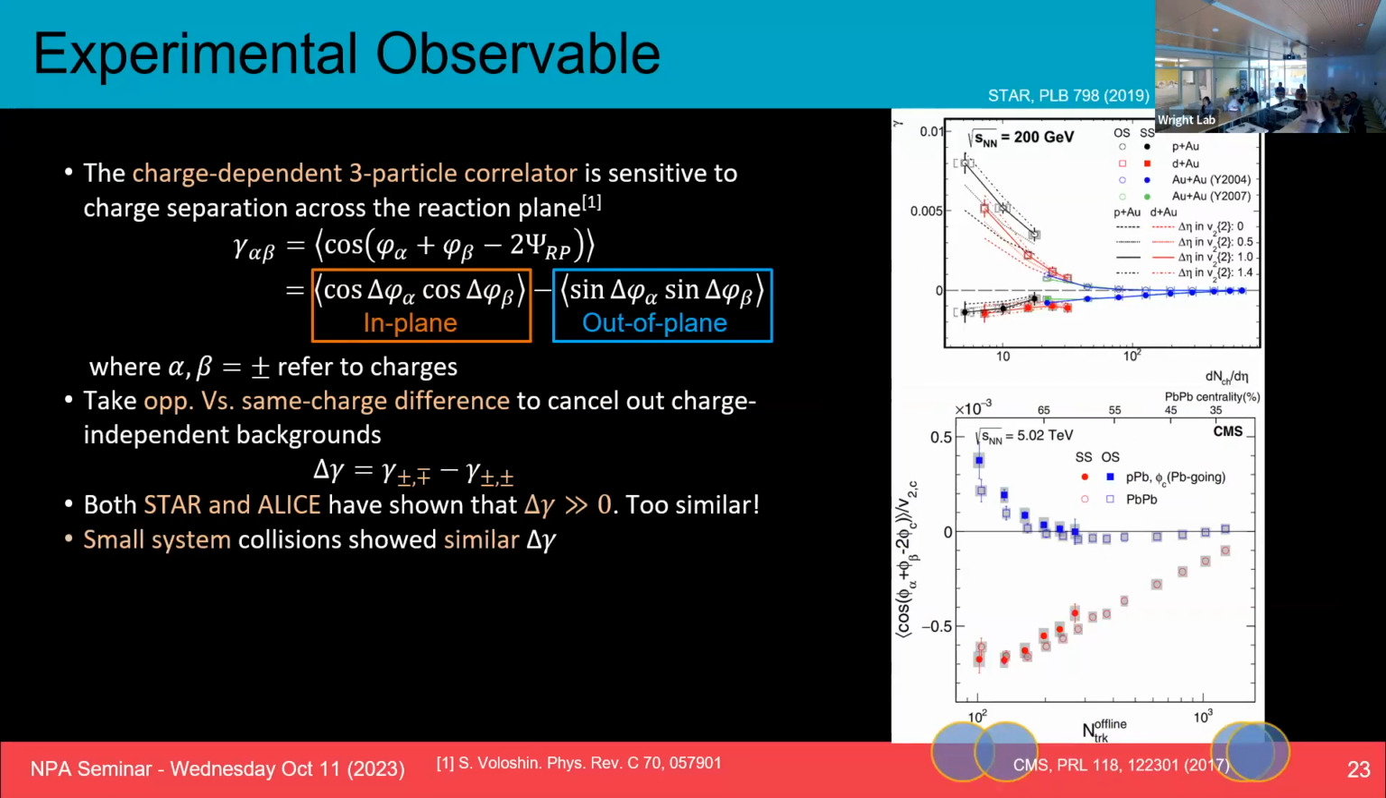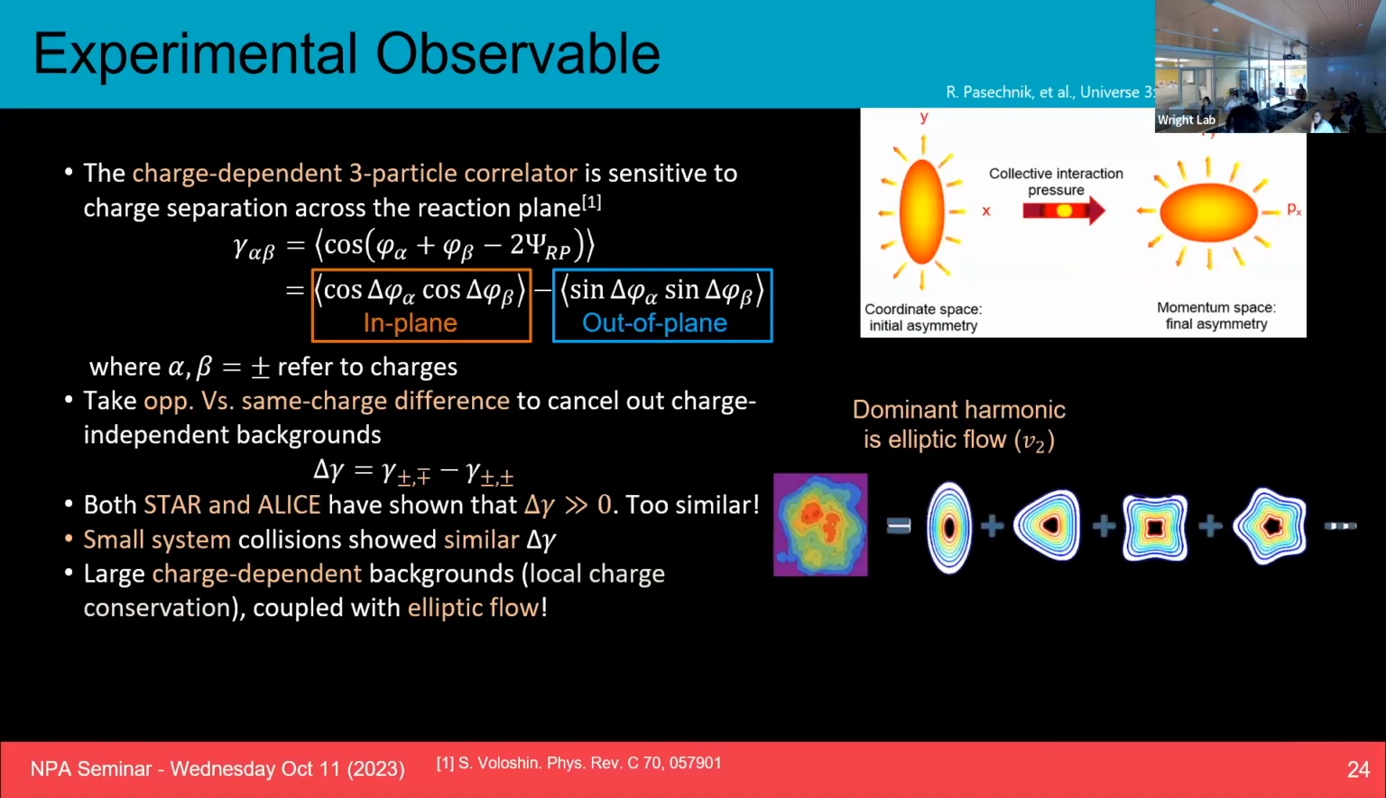And what is a bit more convincing is the small system collisions. So they also collide things like p-lead or other systems. You can see that in the small collision, if you collide a proton with a lead, you're not supposed to have any CME, because the magnetic field direction is random. You don't really have two well-defined spectators creating this magnetic field. And the fact that you see this correlator give a similar value means that this is heavily dominated by background, a charge-dependent background.